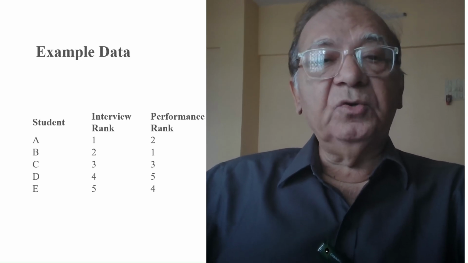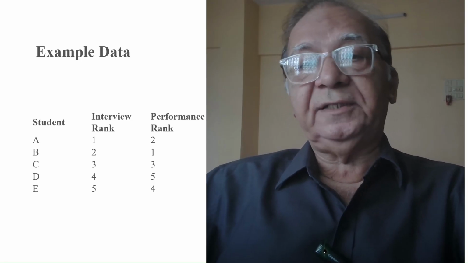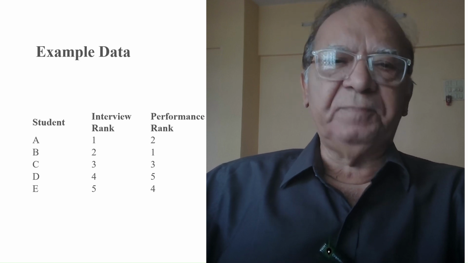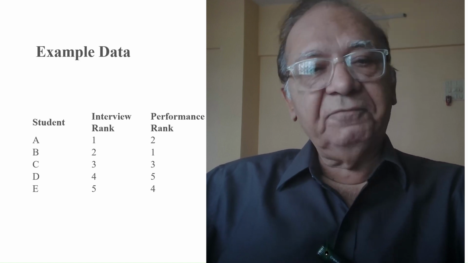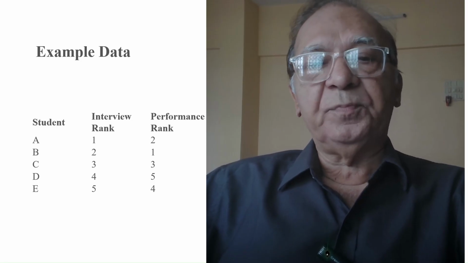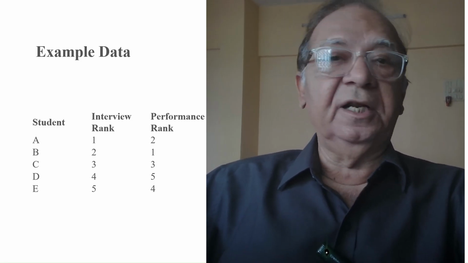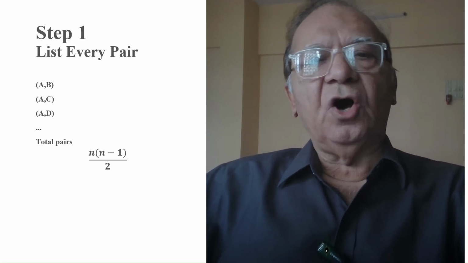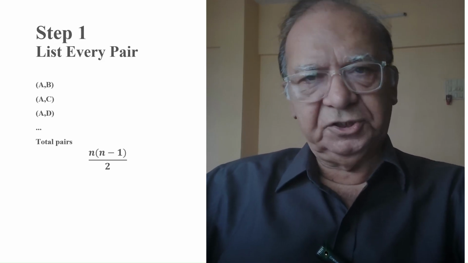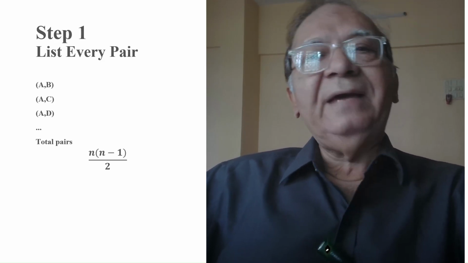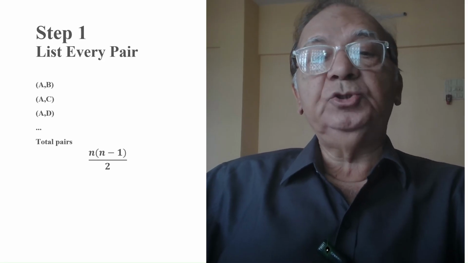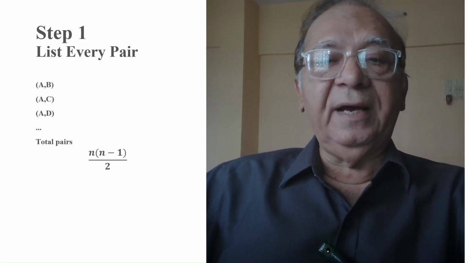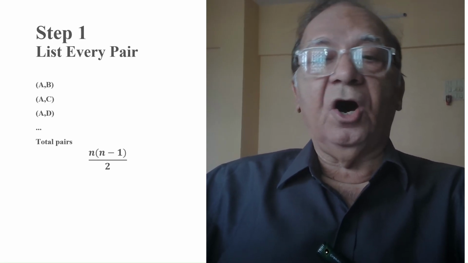Suppose we want to know whether interview rankings are associated with actual job performance. Both variables are expressed as ranks. Therefore, Kendall's Tau is an appropriate method for measuring their relationship. The first step is to list all possible pairs of observations. If there are 5 observations, there are 10 unique pairs. Each pair will be examined to determine whether it is concordant or discordant.